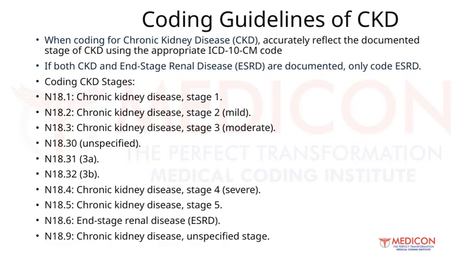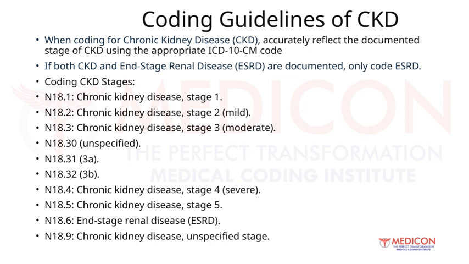When coding for chronic kidney disease, it's essential to accurately reflect the documented stage of CKD using the correct ICD-10-CM code. This helps ensure proper documentation, billing, and treatment planning. If both CKD and end-stage renal disease are documented, you should only code for ESRD. Let's go over the coding for CKD stages.